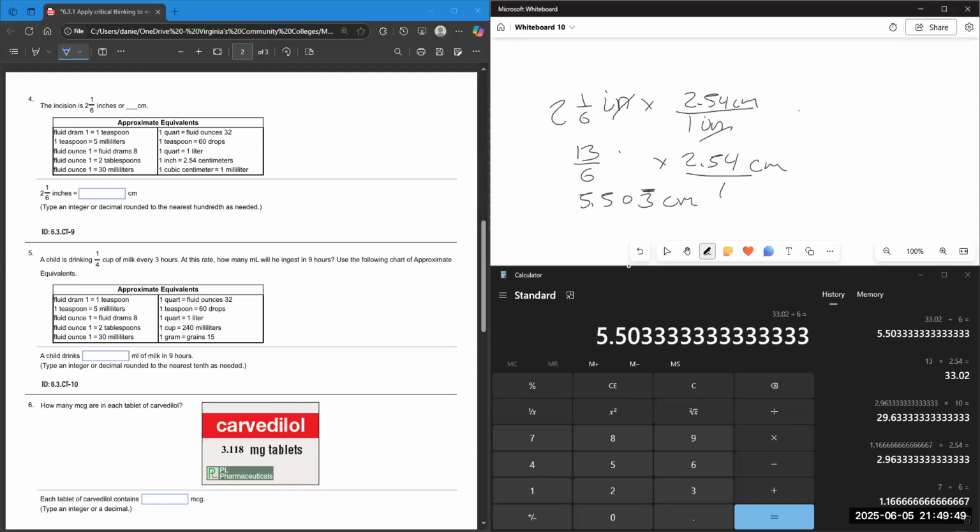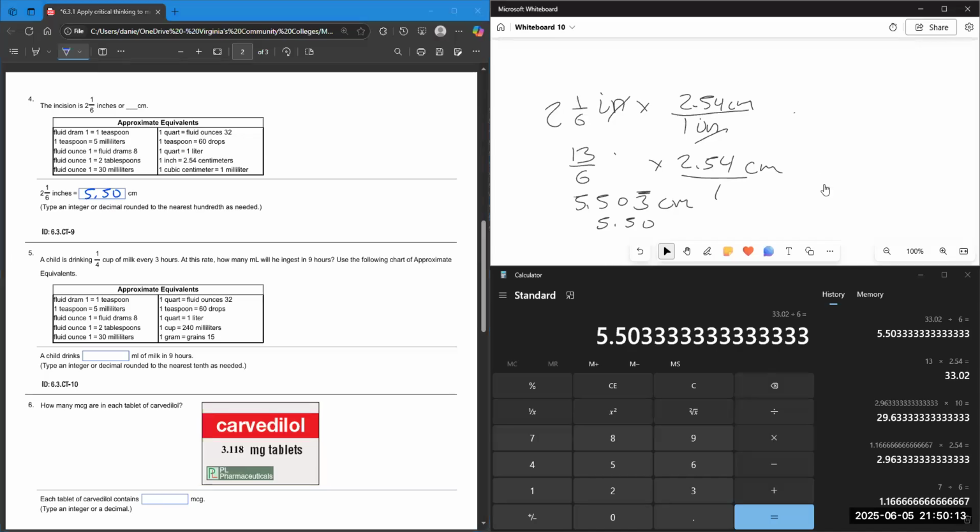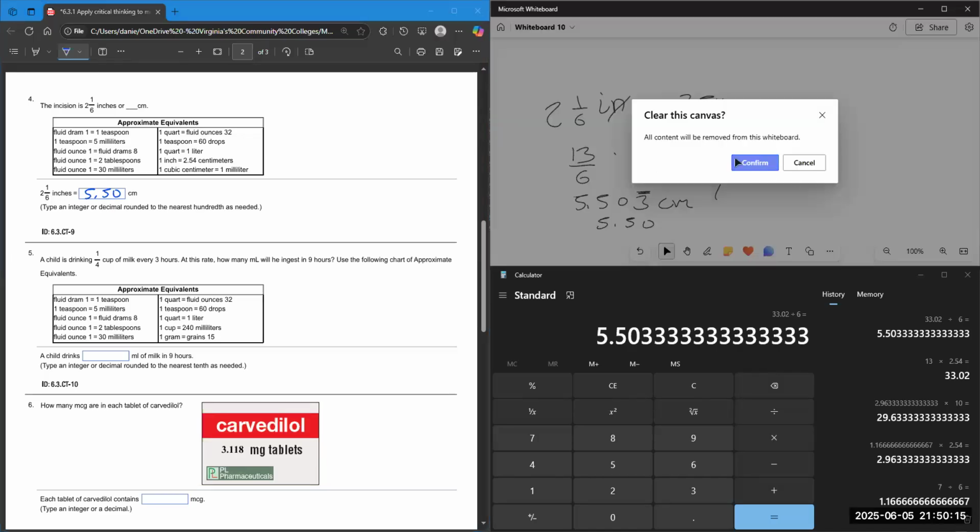And we're told to round to the nearest hundredth as needed. So that's 5.50. I'm keeping that 0 because it is significant, since I rounded to that place value and there were digits after it. It wasn't just a terminating trailing 0 that has no significance to it. It's significant because of the rounding that I did. Right?